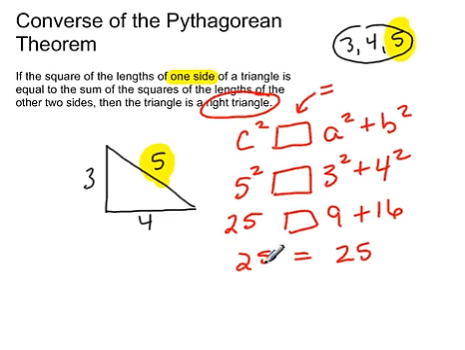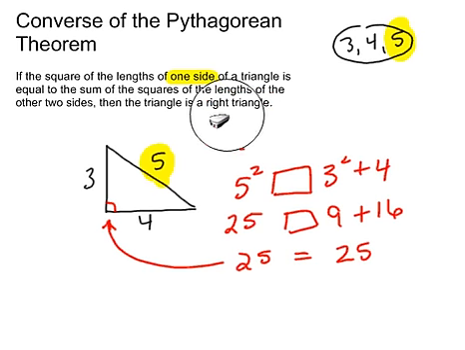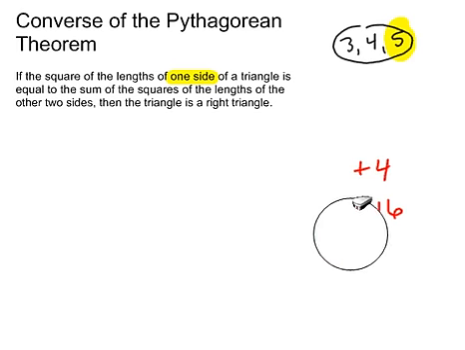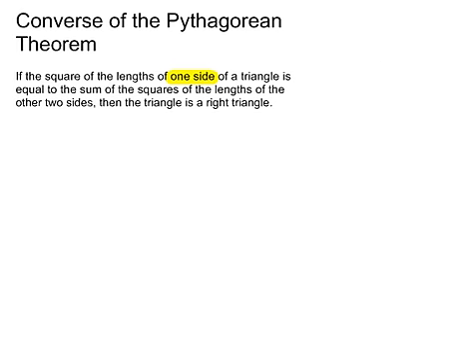We now know, because 25 is equal to 25, that this angle is indeed a right angle. That is the converse of the Pythagorean theorem. It's trying to determine if the three sides we are given do indeed form a right triangle. So let's look at one more example before we move any further. I'm just going to erase, get rid of that stuff, and proceed with a different example.